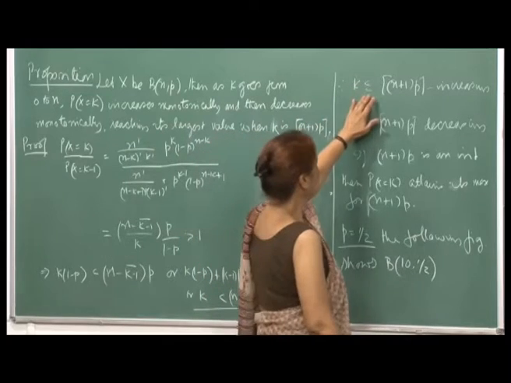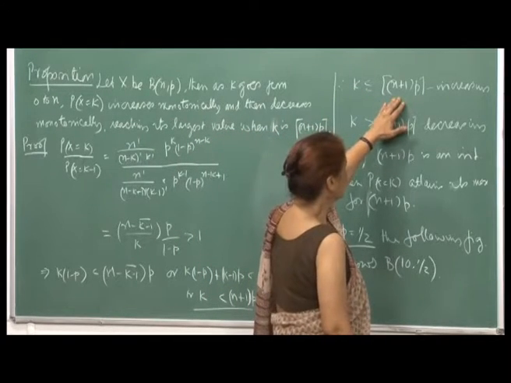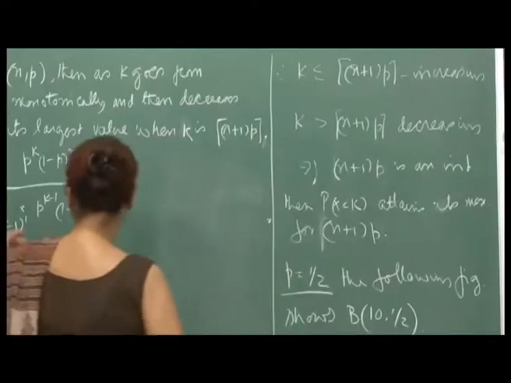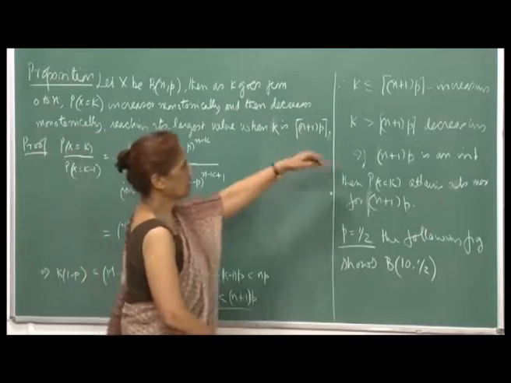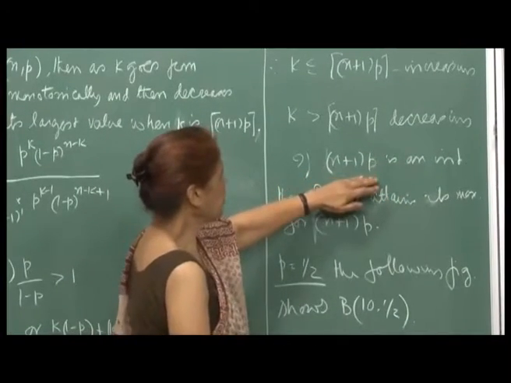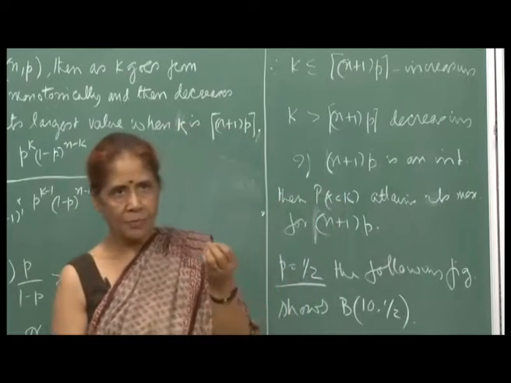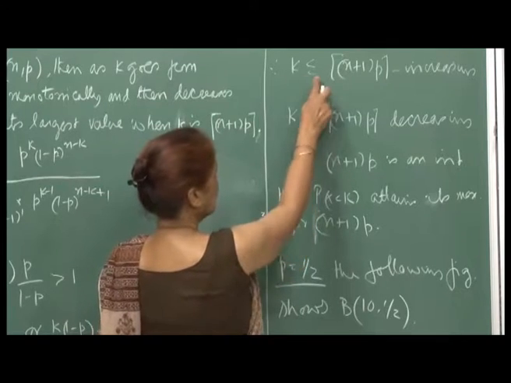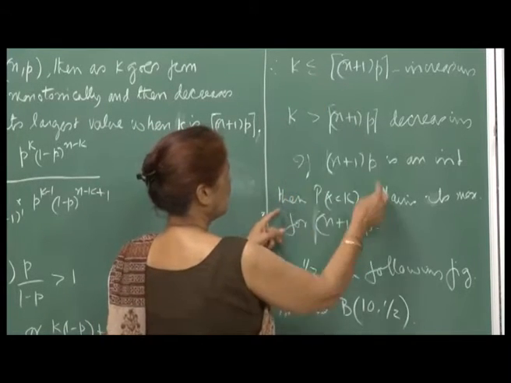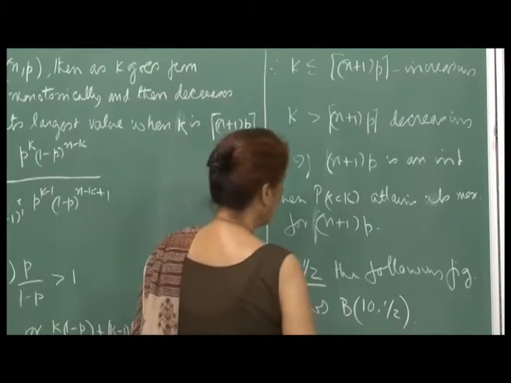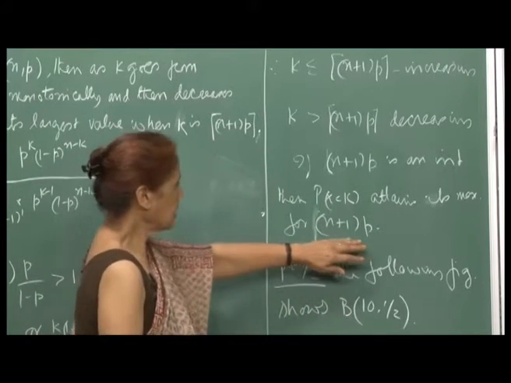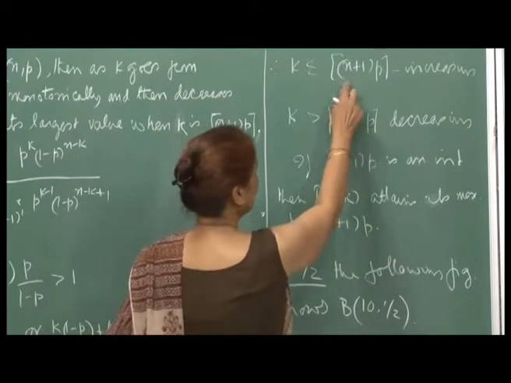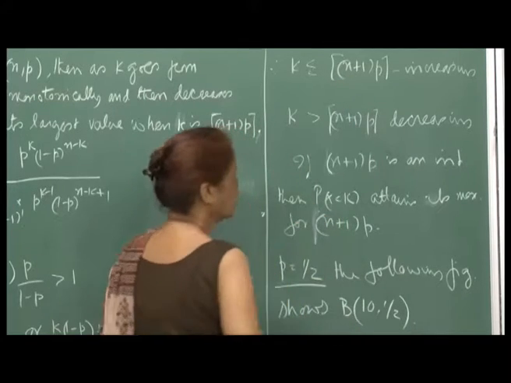For k less than or equal to the integer part of this number, the probabilities are increasing, and when k is greater than this, the inequality gets reversed, so they are decreasing. If (n plus 1) into p is an integer, then of course that will be the maximum value. Otherwise, because here it is strictly less and this is less than or equal to, the probability X equal to k will attain its maximum value at the largest integer present in (n plus 1) into p.